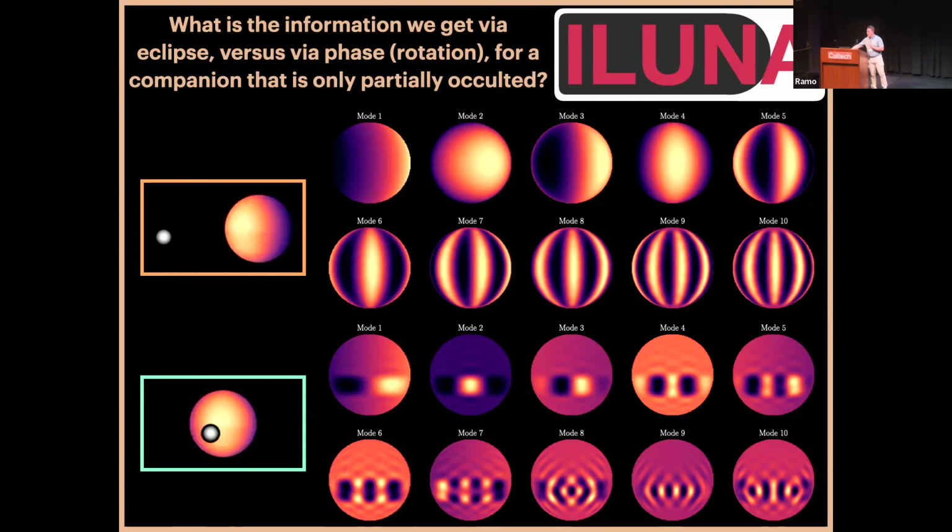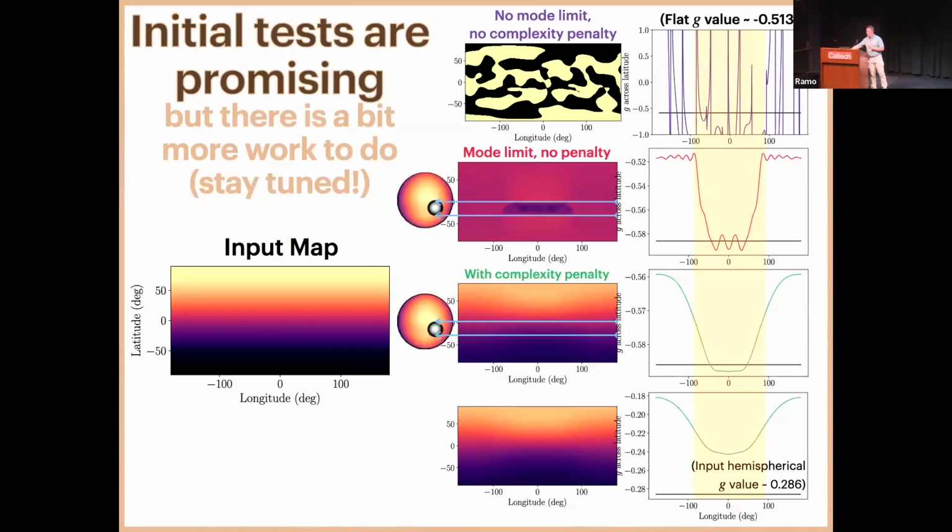It's a trickier problem than I anticipated. In the initial tests, I see I have 2 seconds left, it's promising. Just trying to show how you interpret the information you get from the occultation. It's promising, but there's more work. I hope to have more information for you on all these fronts in the future. But again, it was a great privilege to talk with you today, and I'm happy to answer questions.